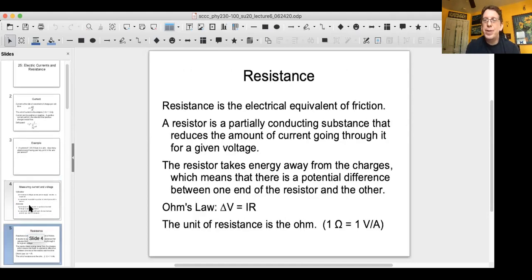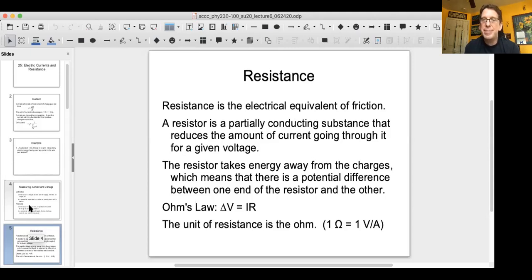The next property we want to talk about is resistance. Resistance can be thought of as the electrical equivalent of friction, because basically what it does is it takes kinetic energy away from the electrons and converts it into heat. So it's very much like friction in that regard. And it's also a means in a circuit of taking energy out of the current and directing it towards another end.